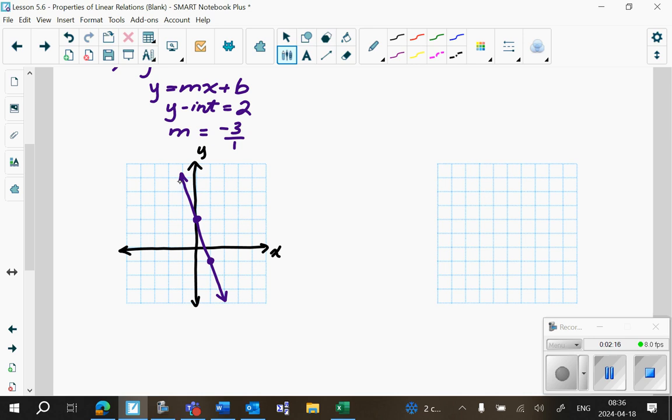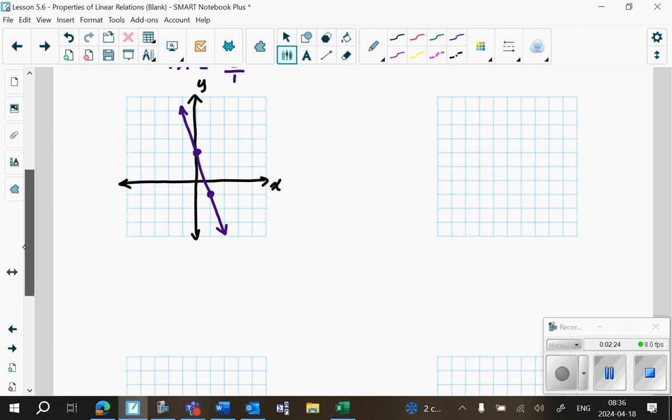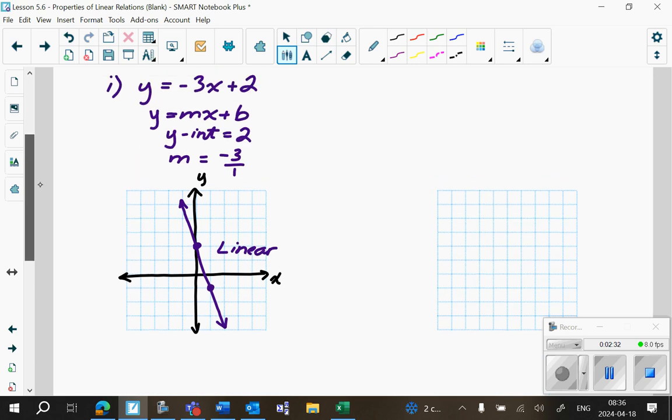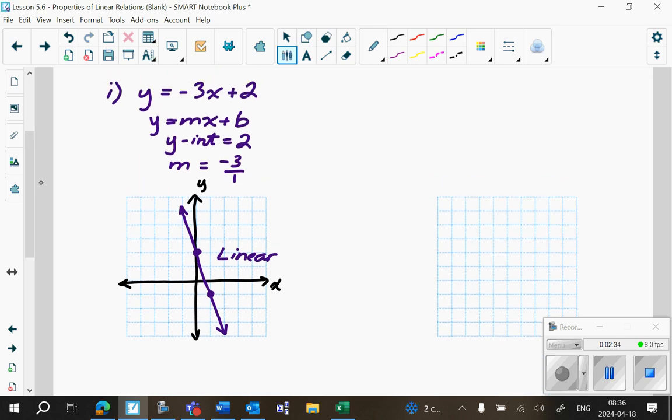Is that linear? Yes, because it forms a line. So this would be linear. Any equation that has y and x in it, or y or x, are always linear, because we were graphing those earlier in the year and they were all lines.